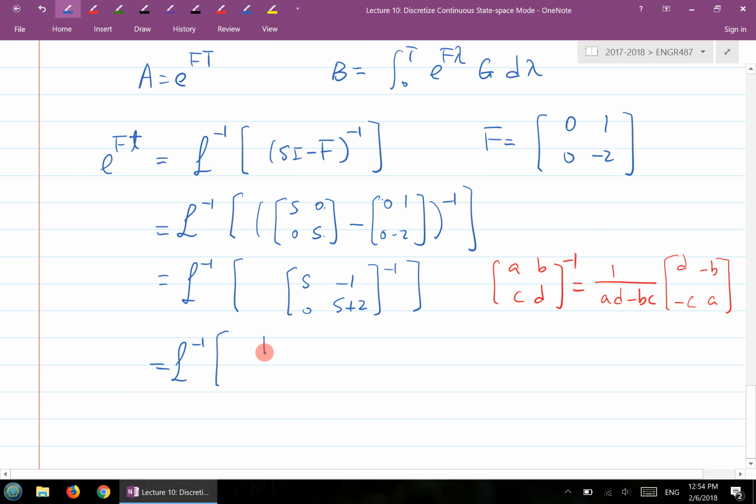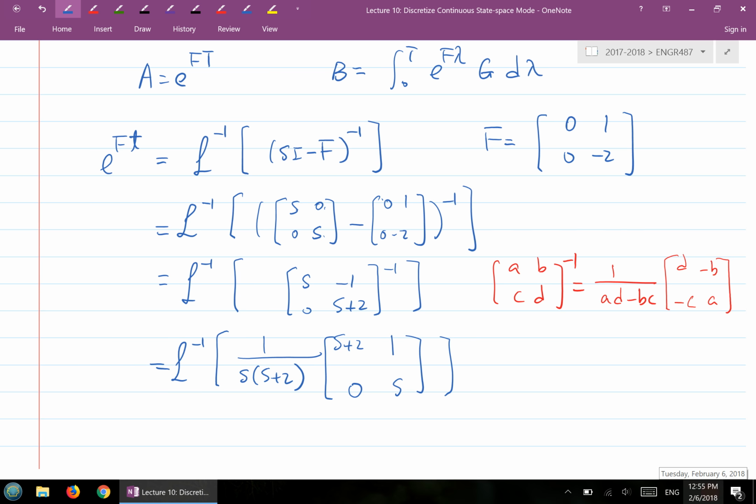First, let's calculate the determinant. So determinant is this times this minus negative 1 times 0. Well, which is good. So that just leaves me with the 1 over s times (s plus 2) now. And then inside the bracket here, as we said, this is D. The D becomes s plus 2. And the A here is s. And then you put a negative sign in front of the B, so the negative 1 becomes 1, and this is 0, right? Okay, that's the inverse of this.